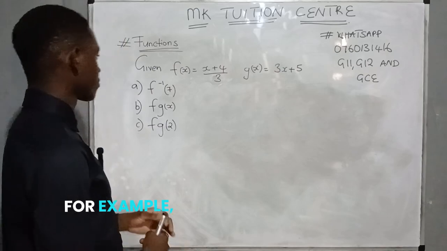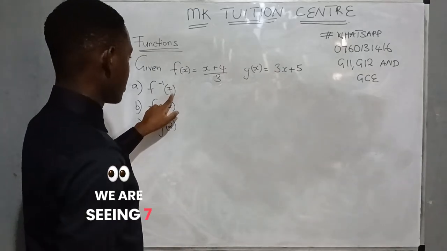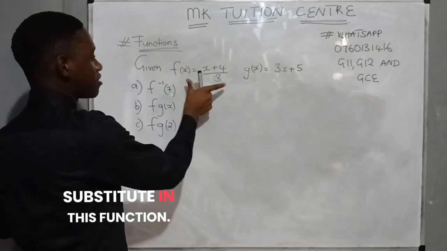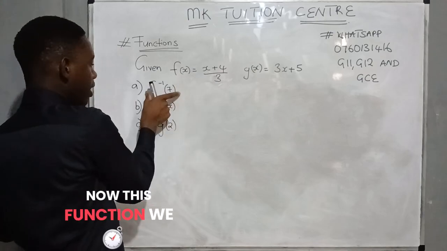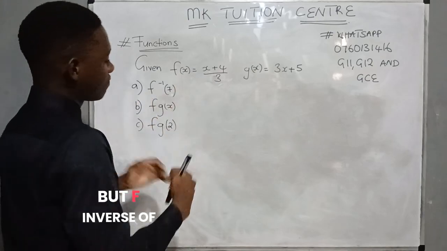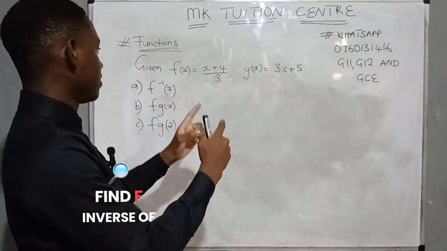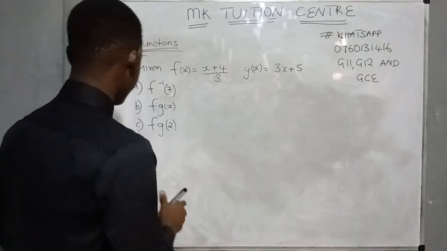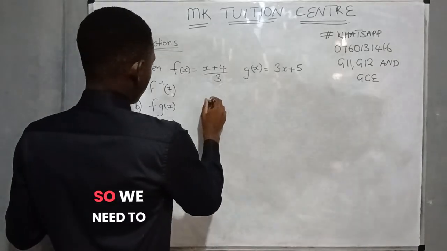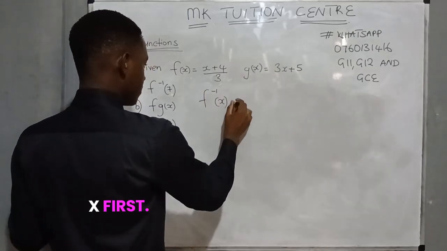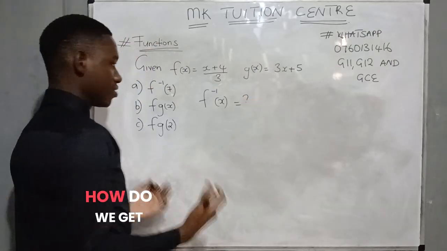For example, we are seeing 7 here and they end up getting this 7 and substitute in this function. Now this function we have here is not f of x but f inverse of x. So it means that we need to find f inverse of x first. How do we get it?